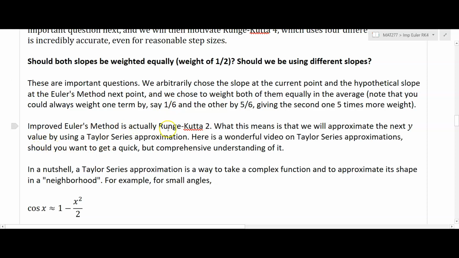Improved Euler's method is actually Runge-Kutta 2. What this means is that we will approximate the next y value by using a Taylor series approximation.